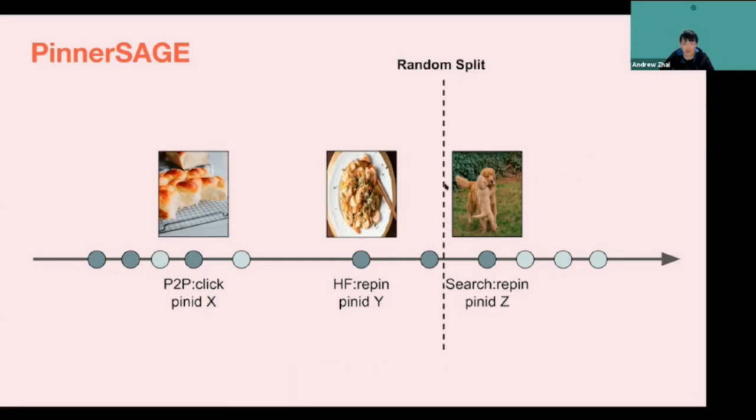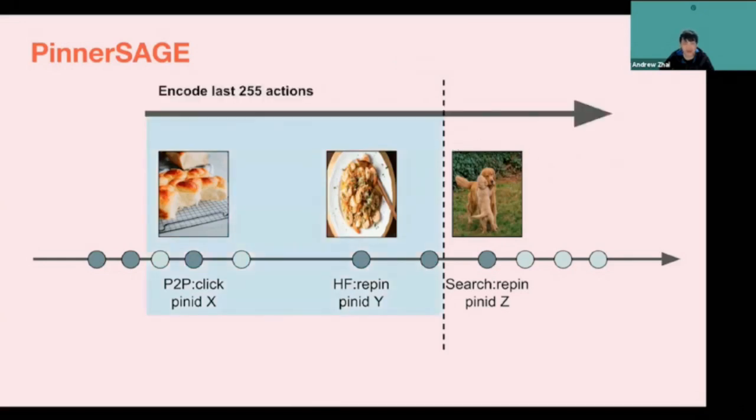To train our model, we first randomly split the sequence. This is done per user with different splits. We then encode the last 255 actions to generate one user embedding. Each action here is represented by features like PinSage, action type, timestamp, relative timestamp of actions, also which surface an action originated from. And we encode these actions through a transformer to produce that one user embedding. And then use this user embedding to predict actions 14 days in the future.